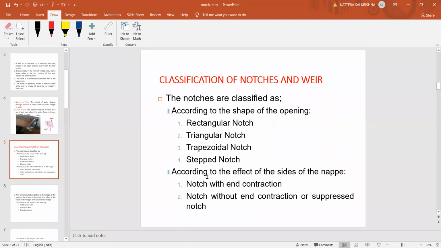Next, according to the nappe, there is the notch with end contraction, where at the end we have some sharp edges. Depending upon the sharp edge of the notch, the nappe shape will change. And there is the notch without end contraction, or suppressed notch. These are the types of notches.